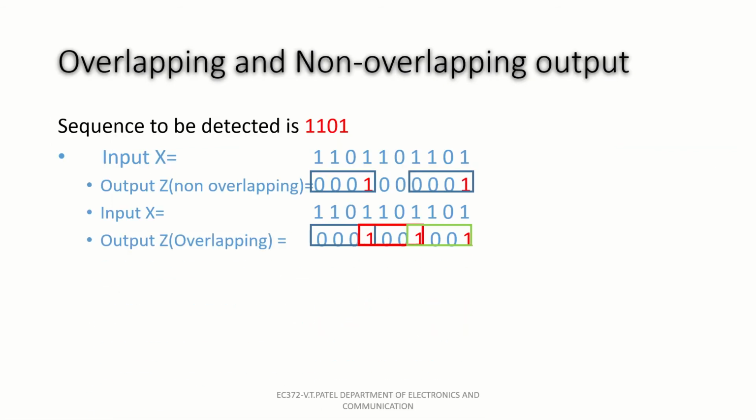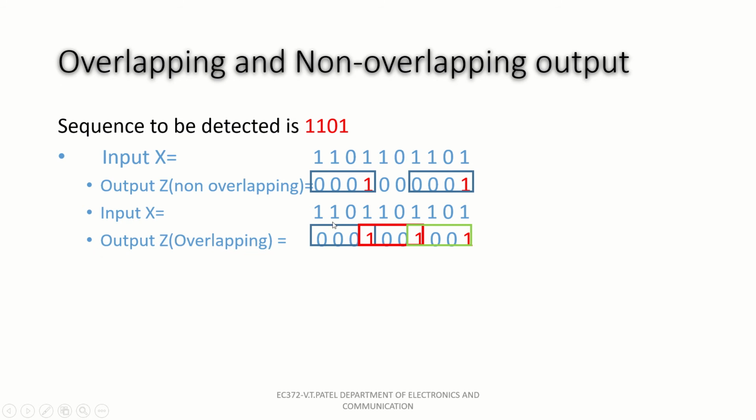Now in both Mealy and Moore, two different cases can be observed: overlapping and non-overlapping. Say, for example, I want to detect the sequence 1101. If we consider the input x as a string of bits and check the output for the non-overlapping case, once we get the targeted sequence 1101, the output is 1. But the last bit of this sequence would not be considered for the detection of the next sequence.